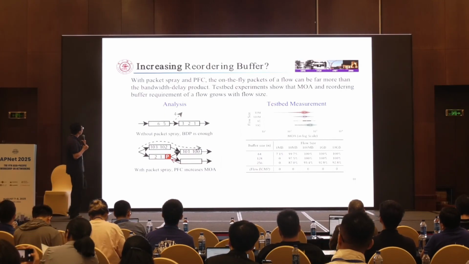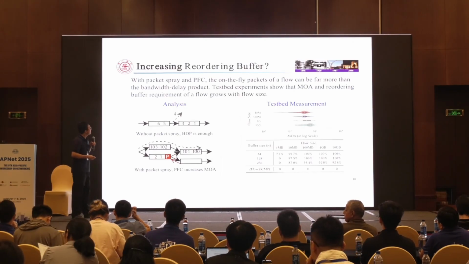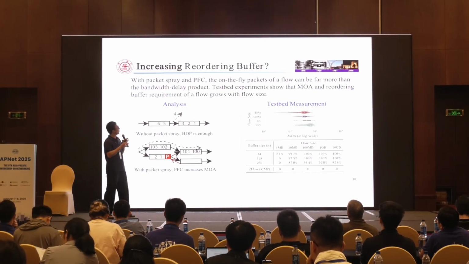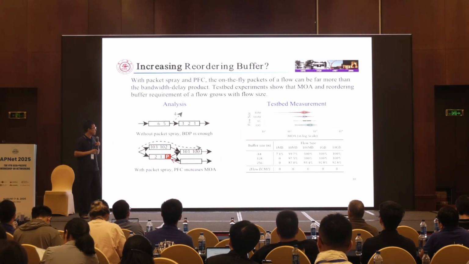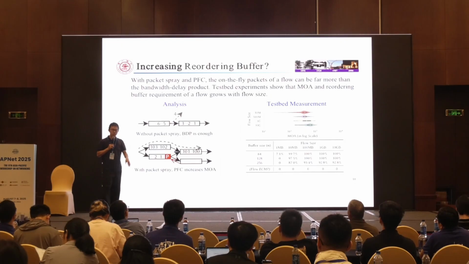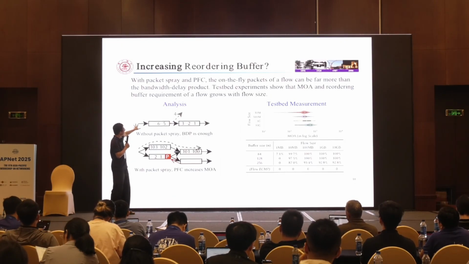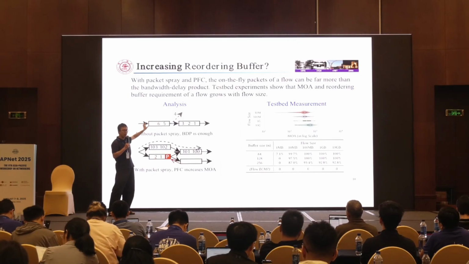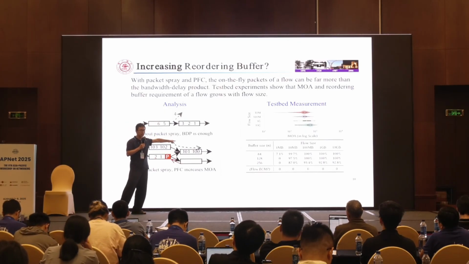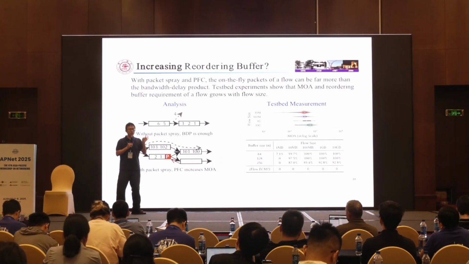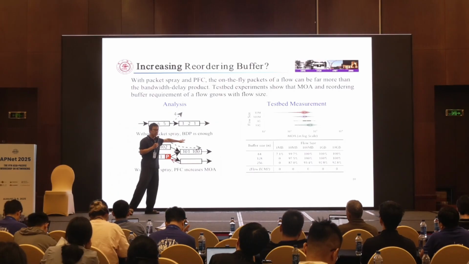But unfortunately, with packet spray and PFC, the on-the-fly packets of a flow can be far more than the bandwidth delay product. So think about if there's no packet spray, the maximum number of packets on the fly is bounded by the bandwidth delay product. So therefore, the maximum out-of-order level is bounded by this BDP.